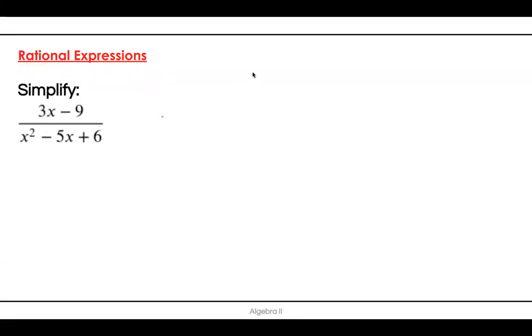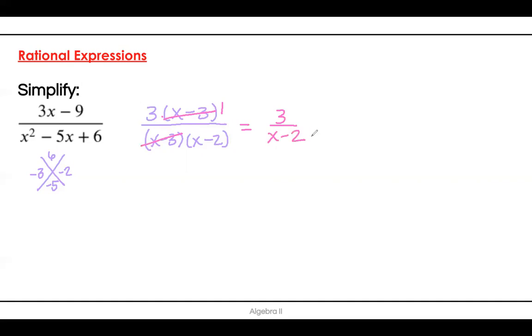All right. So next, now we have 3x minus 9 over x squared minus 5x plus 6. In the numerator, we can factor out a 3, so we're going to have 3 times x minus 3. In the denominator, we need to know what multiplies to give us 6 and adds to give us negative 5. 3 and 2 give us 6, and if they're both negative, that will give us negative 5. So that's going to be x minus 3 times x minus 2. From here, I have x minus 3 in the numerator and in the denominator. Those are going to cancel to give us 1. So I'm left with 3 over x minus 2.